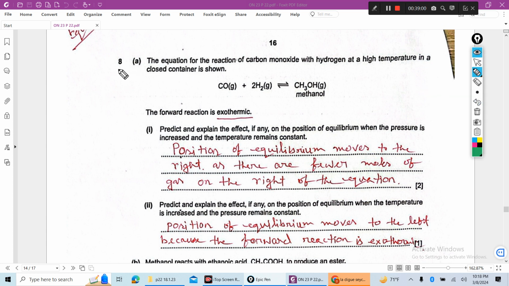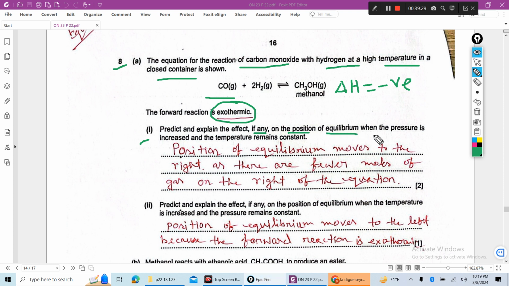Number 8, the equation between carbon monoxide and hydrogen at a temperature in a closed container. This forward reaction is an exothermic reaction, delta H is negative. So predict and explain the effect, if any, on the position of equilibrium when the pressure is increased and the temperature remains constant.